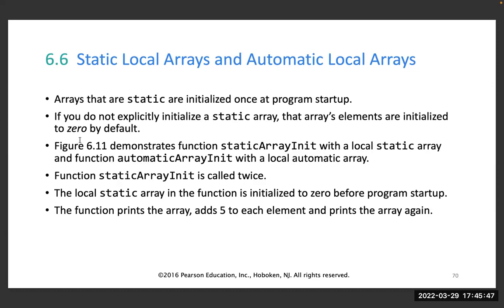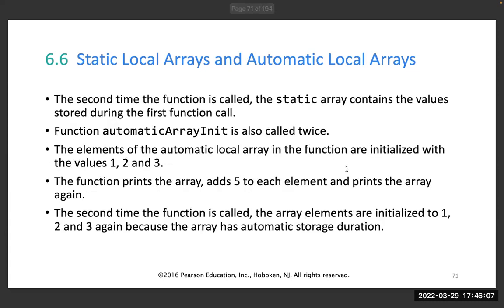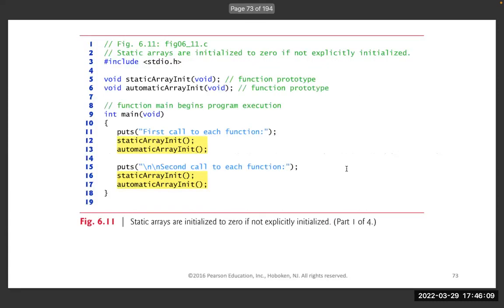So the last example shows the function static array initialize. This is for a local static array. Then the function automatic array initialize. This is for a local automatic array. Okay, let's go to this function first. So this will show clearly.